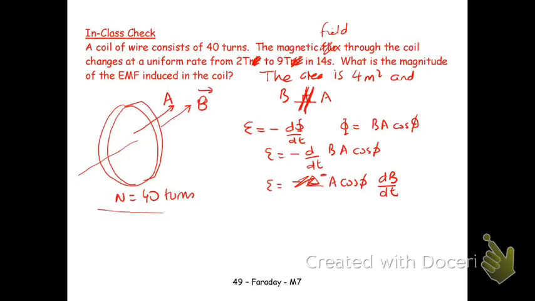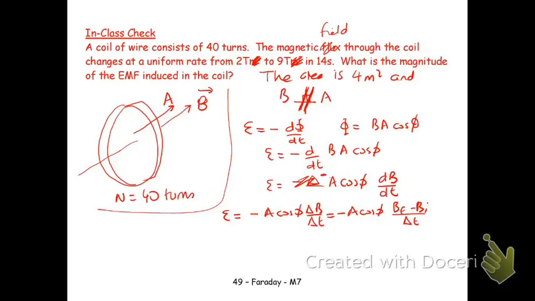So my EMF is equal to minus A cosine phi delta B by delta t, which equals minus A cosine phi, B final minus B initial over delta t. So this equals minus, and my A I said was 4 square meters, and it's cosine of 0. Yeah, because I said they were parallel.